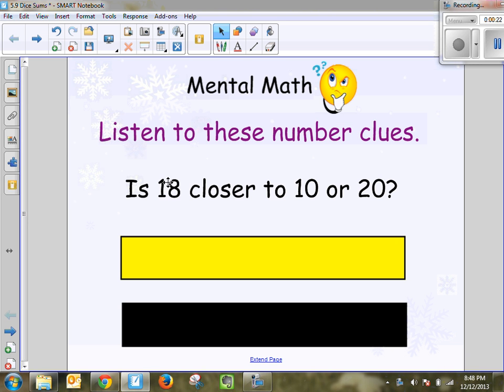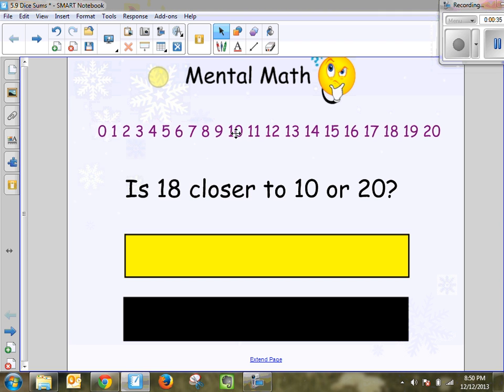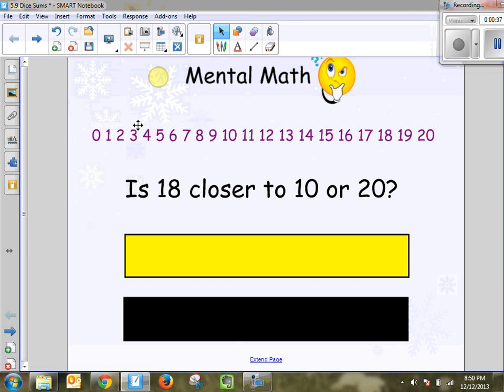So you have to think in your head, if you were counting from 0 up to 20, when you were counting, would 18 be closer to 20, or be closer to 10? Using the number line here that I've added, you can see that I've got the numbers from 0 all the way to 20. Now if I was to look at where the number 18 is, you can see that the number 18 is over here.